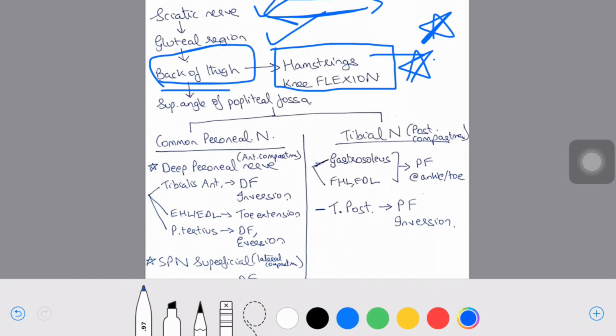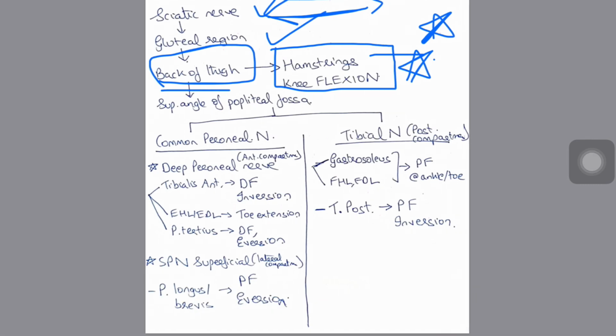Deep peroneal nerve supplies the anterior compartment, and the muscle which it supplies is tibialis anterior, which causes dorsiflexion at the ankle and inversion at the subtalar joint. Okay, so it causes dorsiflexion and inversion. It also supplies EHL and EDL, which causes great toe and lesser toe extension, and it supplies the peroneus tertius, which causes dorsiflexion and eversion.